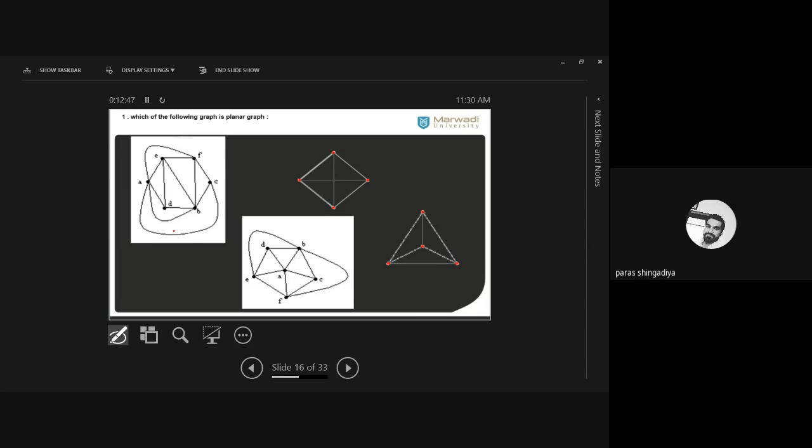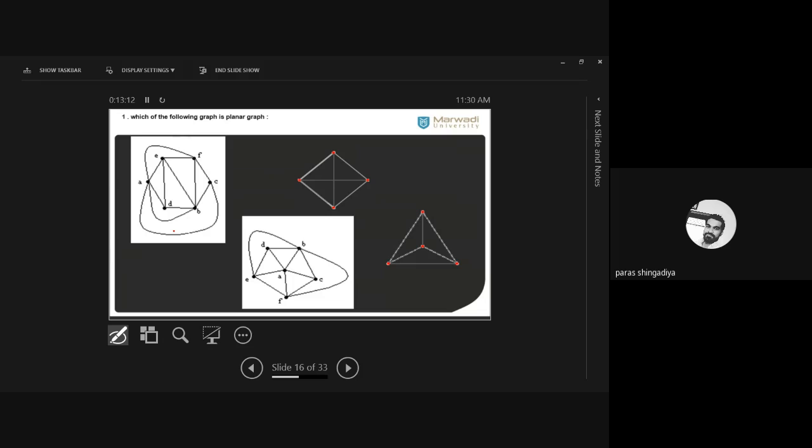Steps to verify planarity: if it is directly drawn without crossover of edges, then you can directly write the answer, it is planar. There is no need for modification. If there is some crossover in the graph, first apply the embedding procedure, and if embedding is possible, then you can say it is planar. If embedding is not possible, then it is non-planar. That is the procedure to verify whether a graph is planar or not.